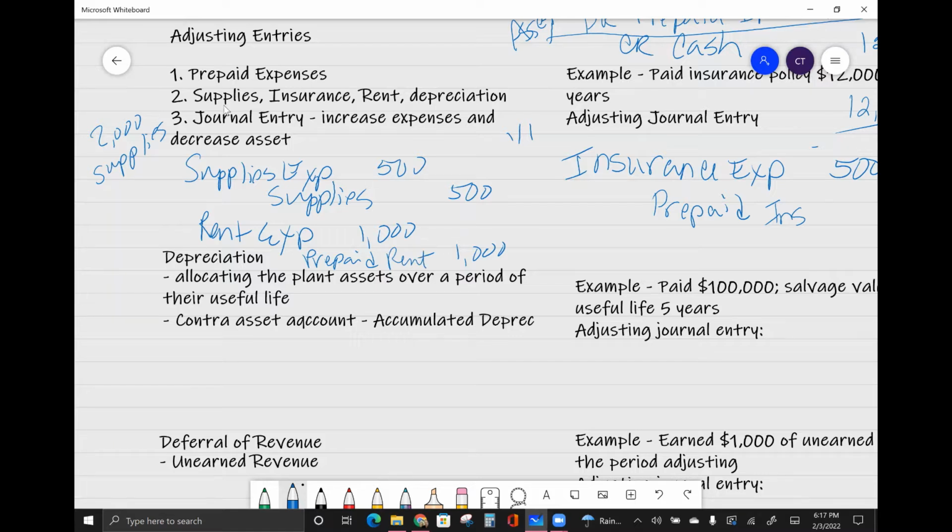And depreciation does basically the same thing. We're going to go over depreciation in a little bit, so I'm not going to show an example yet. Okay, so any questions about that when we're expensing?